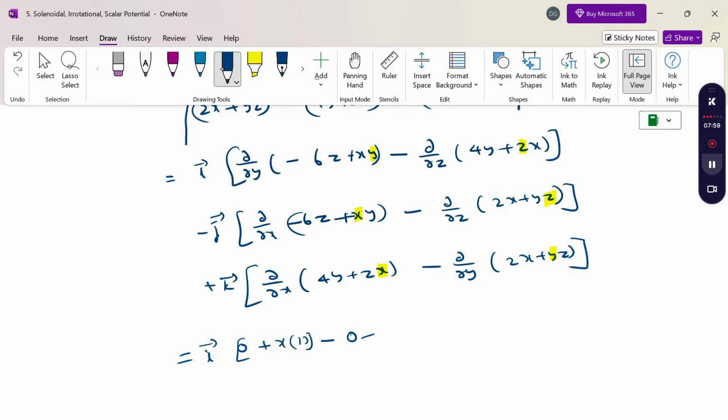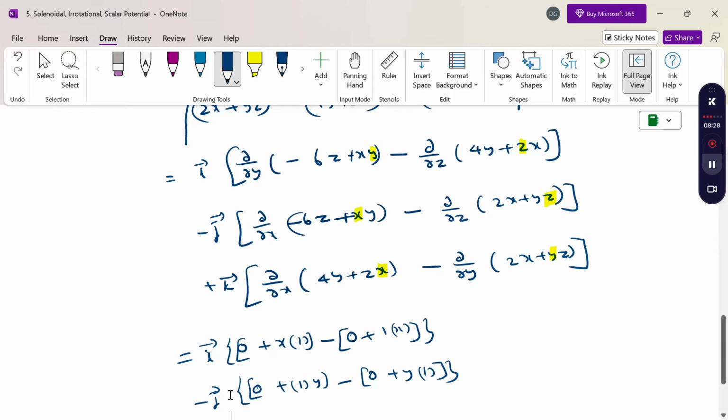then plus 1 into x. This is the i term, minus j vector. So dou by dou x: first term 0 plus x differentiation 1 and then y constant, then minus dou by dou z: 2x constant 0 plus y constant, z variable, differentiation 1, and then k vector.